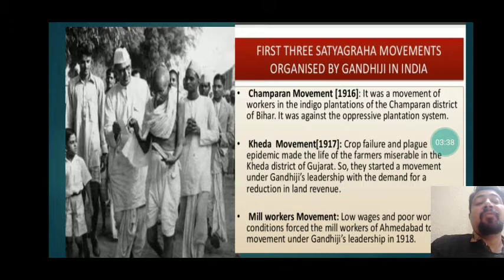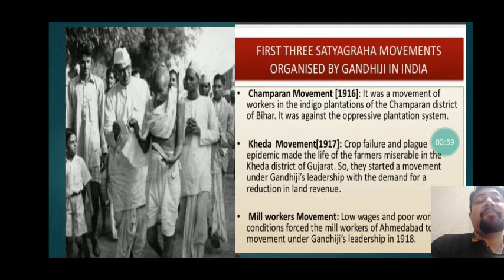While this war was going on, in 1915, Gandhiji came from South Africa and he led various movements here. When he came here, he organized three important Satyagraha movements. We'll discuss the meaning of Satyagraha later on, but here we need to understand that when Gandhiji came in 1915, he led three important movements.